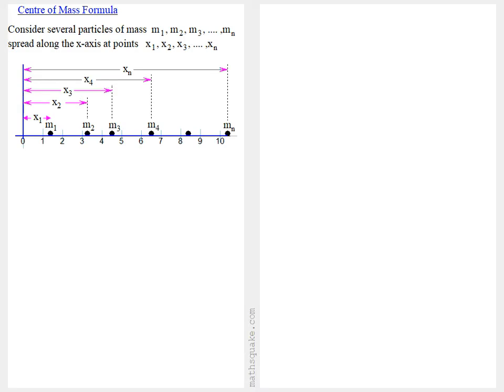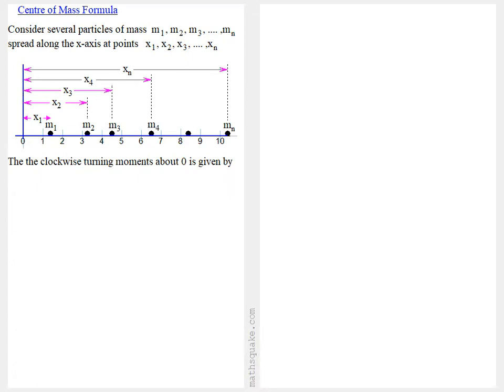Let's see if we can derive a formula to find the centre of mass of a compound body, that is, a body made up of several parts. To do this, consider several particles of mass m1, m2, m3, and so on up to mn, spread along the x-axis at points x1, x2, x3, and so on up till xn.